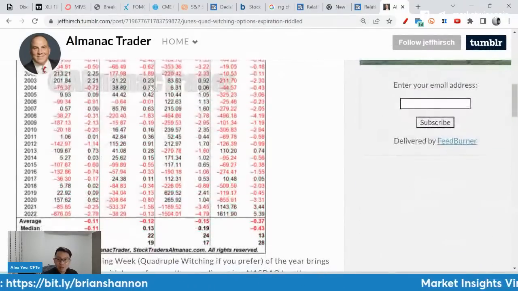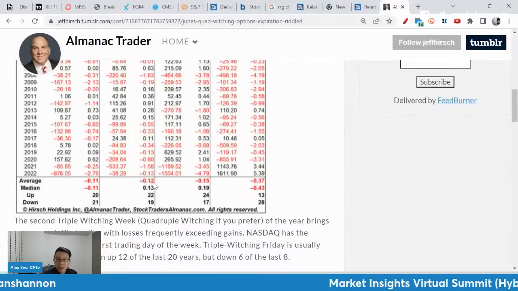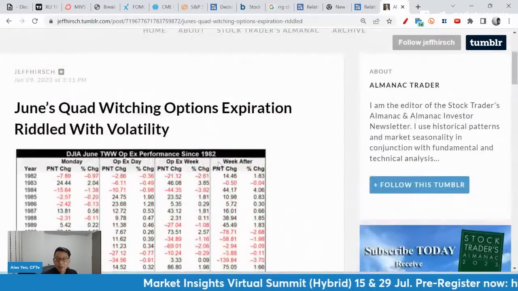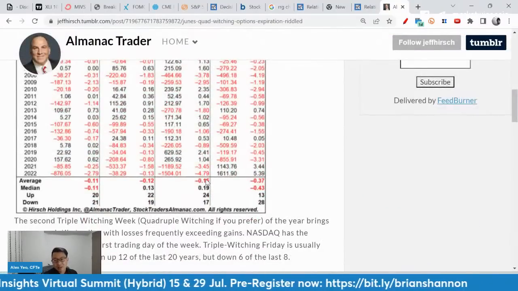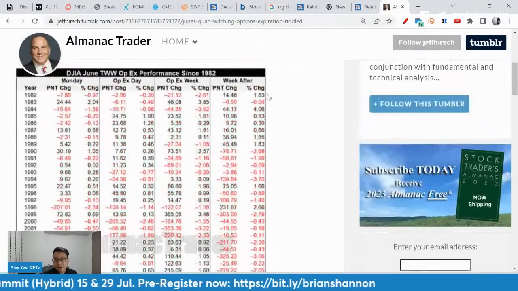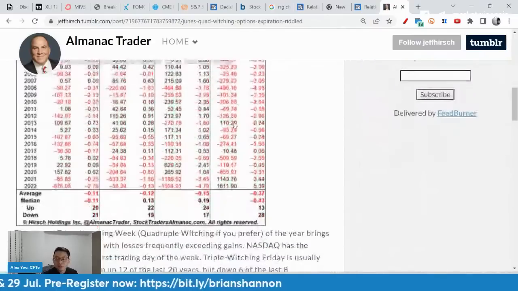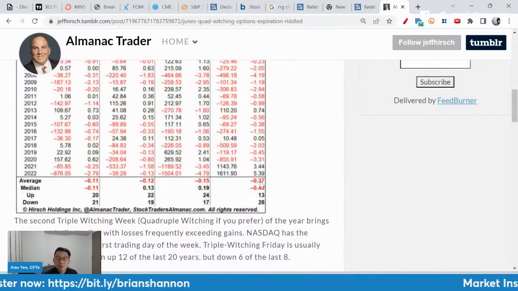On options expiry day, on average, it is down a little bit. The OPEX week itself is down, but the week after is the more important one. It tends to drop a bit more. So the average is down. June is like that.